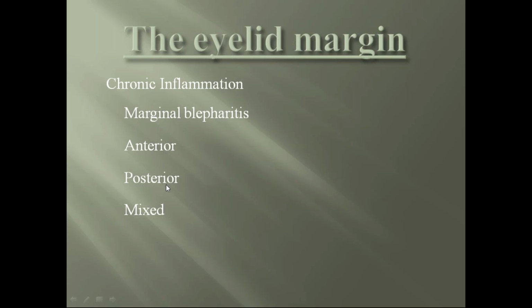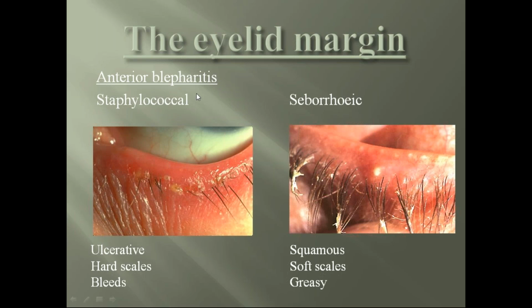Now blepharitis can be anterior, posterior, or involving both anterior and posterior. There are different etiologies for anterior blepharitis and different etiologies for posterior blepharitis. When margins only are involved, then you call it marginal blepharitis. Now, if you see here, this is an example of anterior blepharitis. There are two basic types of anterior blepharitis. One is staphylococcal and one is seborrheic blepharitis.